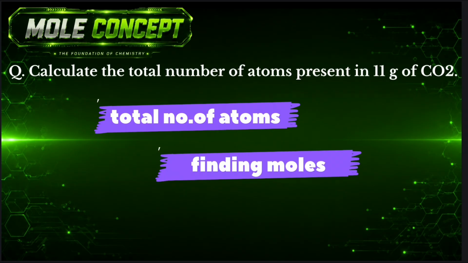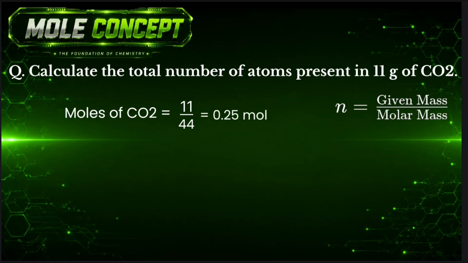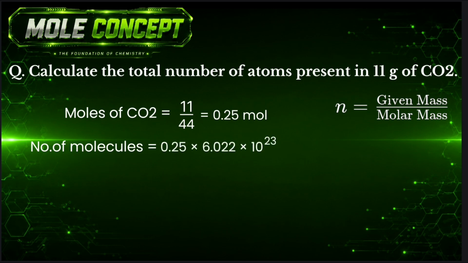Let's start by finding moles. The formula for moles is given mass divided by molar mass. Given mass is 11 grams, and molar mass of carbon dioxide is 44 grams. After dividing, we get 0.25 moles. Now we will find the number of molecules. We multiply 0.25 by Avogadro's number. The result is 1.505 times 10 to the power 23 molecules.